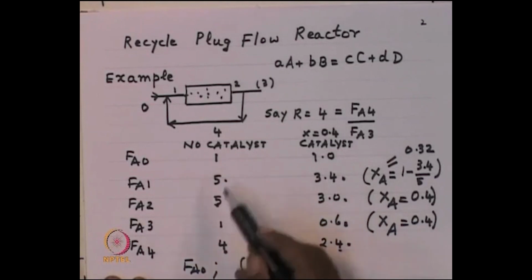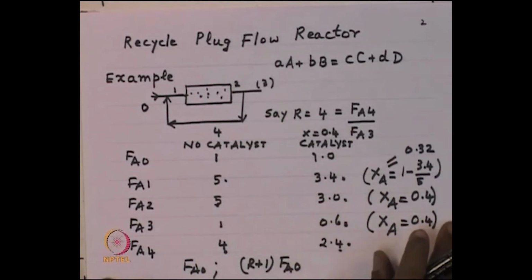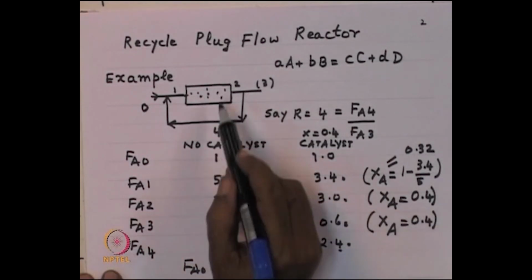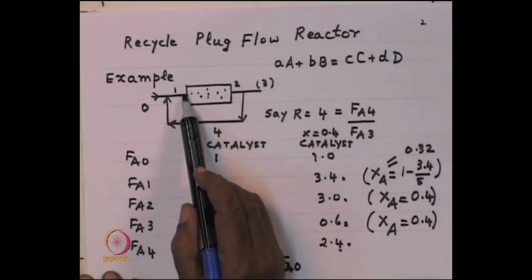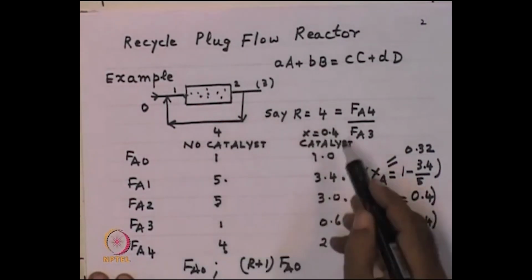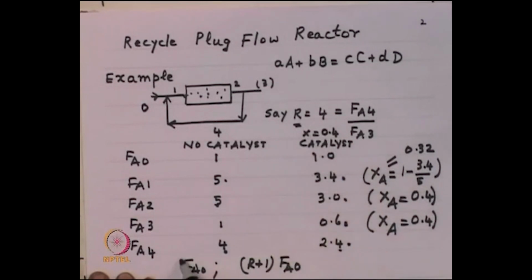So common sense tells us that the reference on which we should define conversion inside the loop must be the material that flows into the reactor in the absence of reaction. Putting it in terms of recycle ratio: when there is no recycle, R is 0 and the basis is FA0, and when there is recycle, it should be (R plus 1) FA0. So the basis for defining conversion inside the loop should be (R plus 1) FA0.